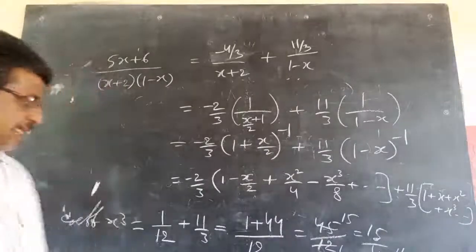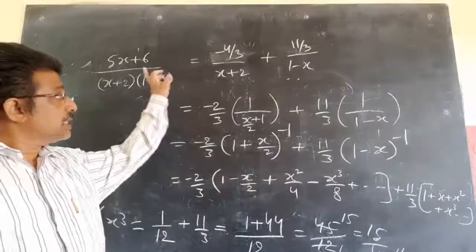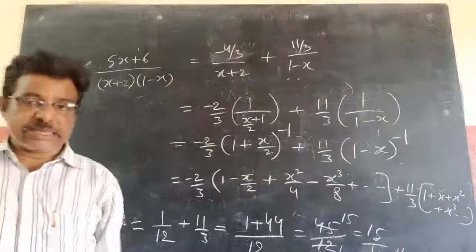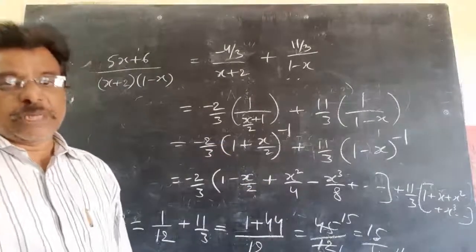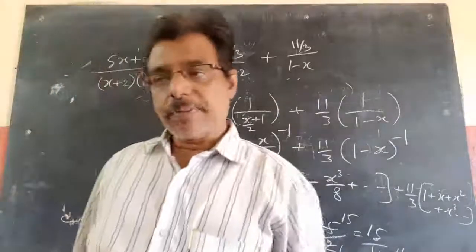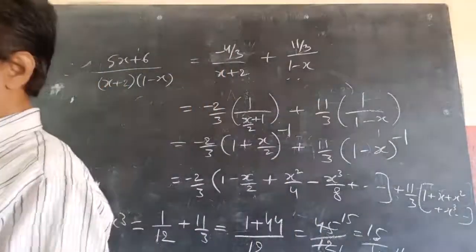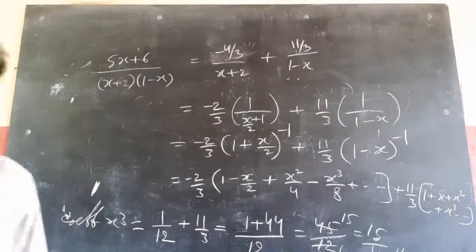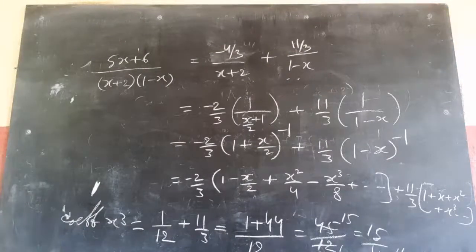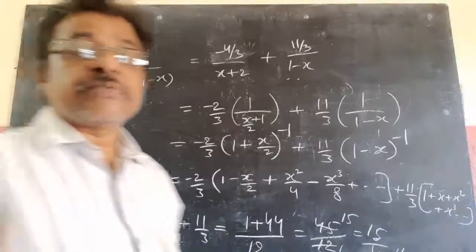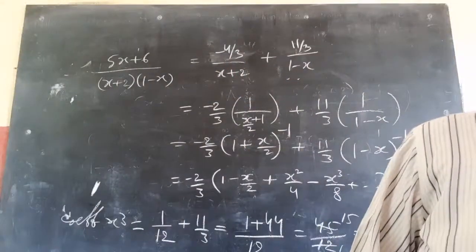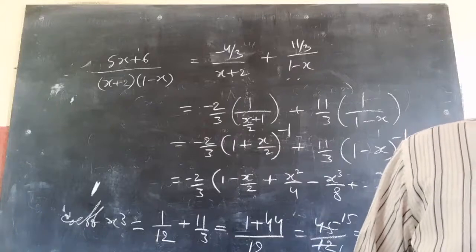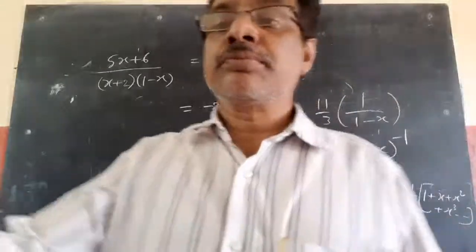So the coefficient of x power n we can find in the given expression by simplifying like this, resolving into partial fractions, then converting into 1 plus x whole power minus n or 1 minus x whole power minus n. Using the required formula, we can get the coefficient of the required power of x. Like this we'll solve. We'll do one more sum of this kind. Another sum of the same kind.